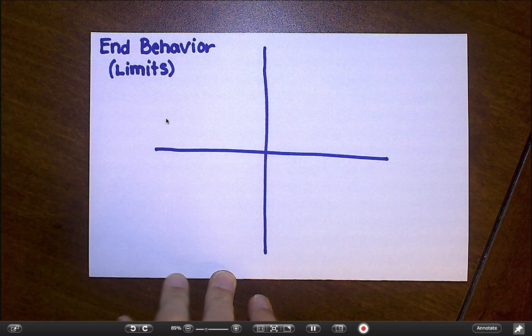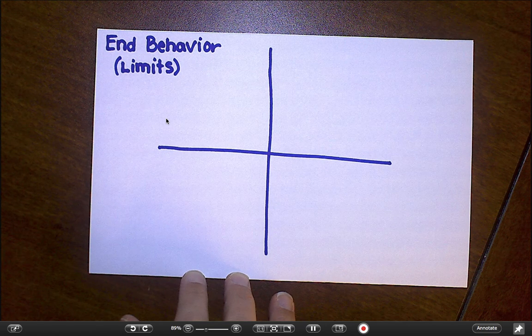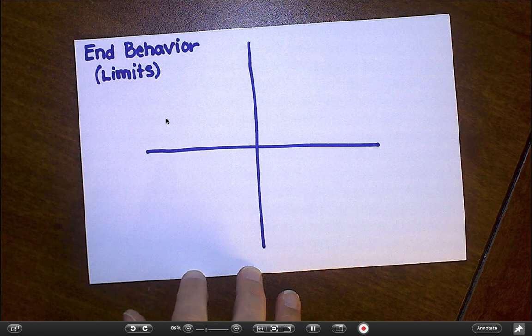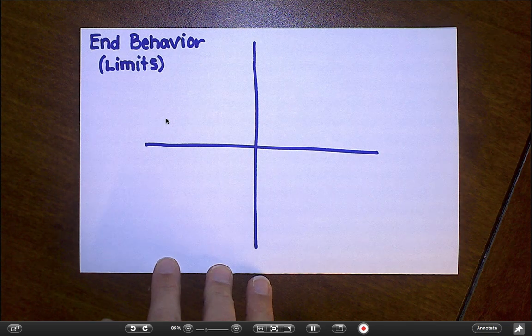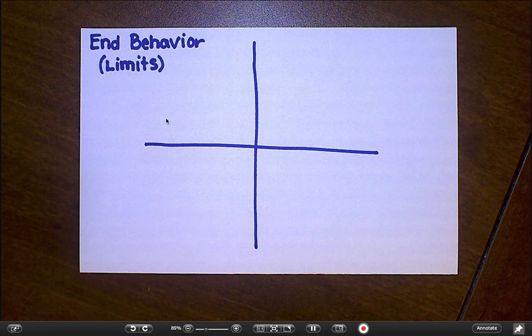This is a pretty low level explanation. So if you're somebody who's not in my class who's looking for something more complex, like what you might see in calculus, this probably is not the video for you. But for my Algebra 1 friends who are being asked about limits with the variation functions, we're going to talk about that right now.